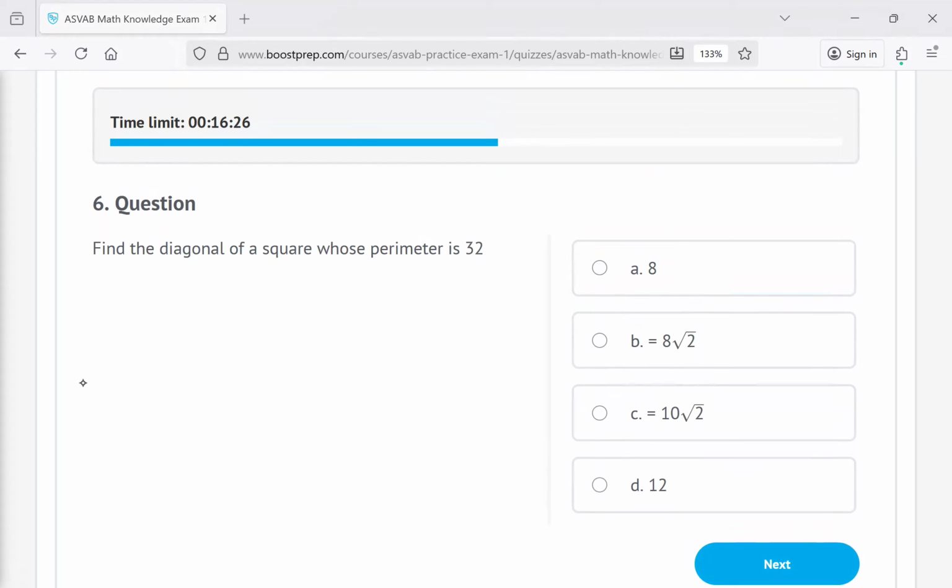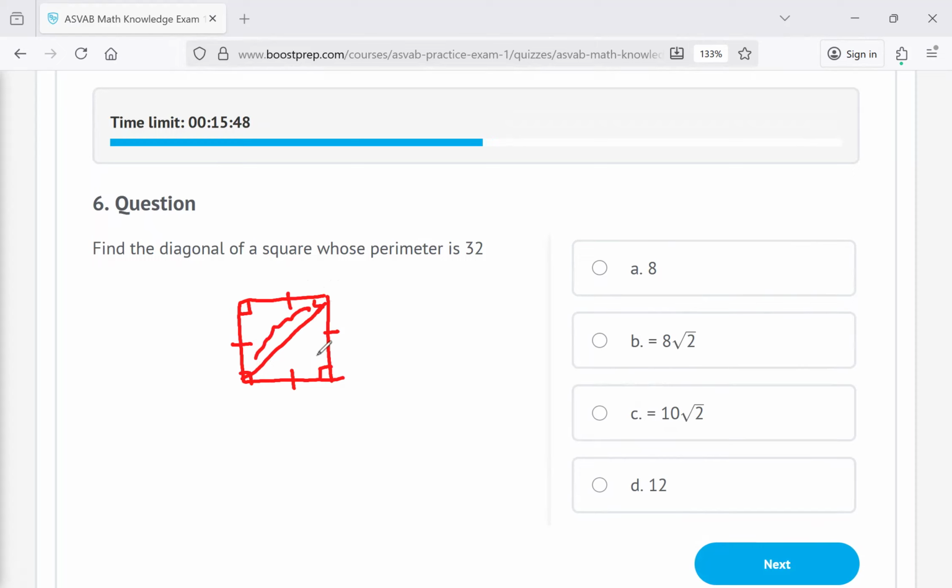Question 6. Find the diagonal of a square whose perimeter is 32. So first, I would draw an image. Okay. And what do we know about a square? We know that in a square, all sides are the same. And we got to find the diagonal. So this would be the diagonal. And did you also know in a square, each corner is 90 degrees? So how do we find this length?